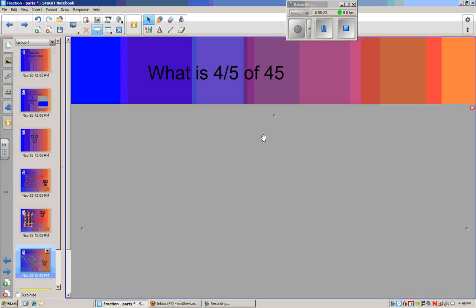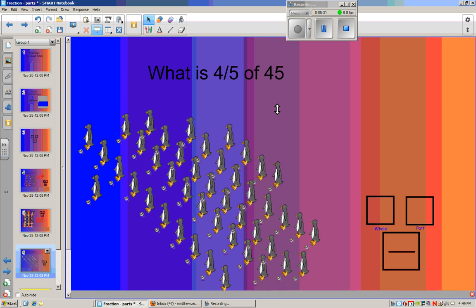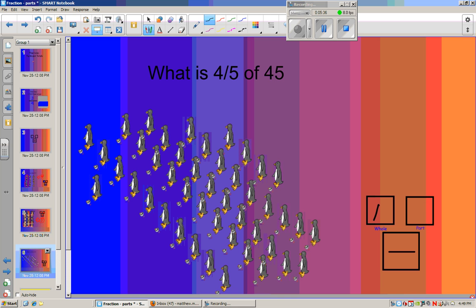One last problem, just as an example. What is 4/5 of 45? So we're going to take that same work that we just did, use our parts and whole diagram, and we can fill in, we know the whole this time is 45. And our fraction is 4/5. So we're going to try and figure out what is the part, or what is 4/5 of 45.